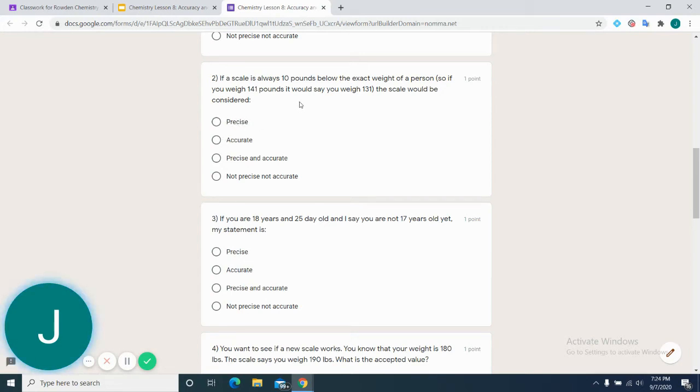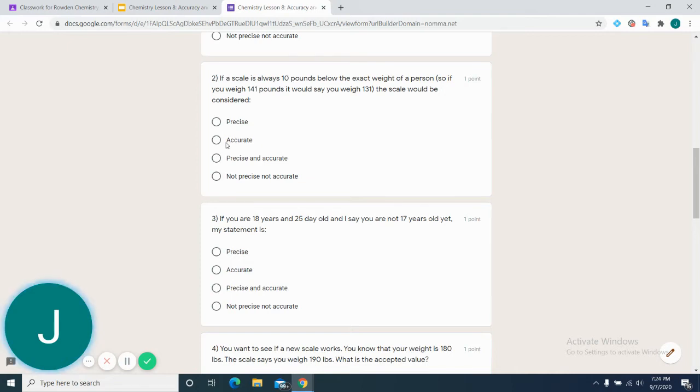Okay. Imagine if the scale, you go on it and it just says over 100. It's like, well, okay. That's not precise, but now it's accurate. Or you go on it and it says over 200. Well, now it's being vague, so it's not precise, and it's being wrong, so it's not accurate.